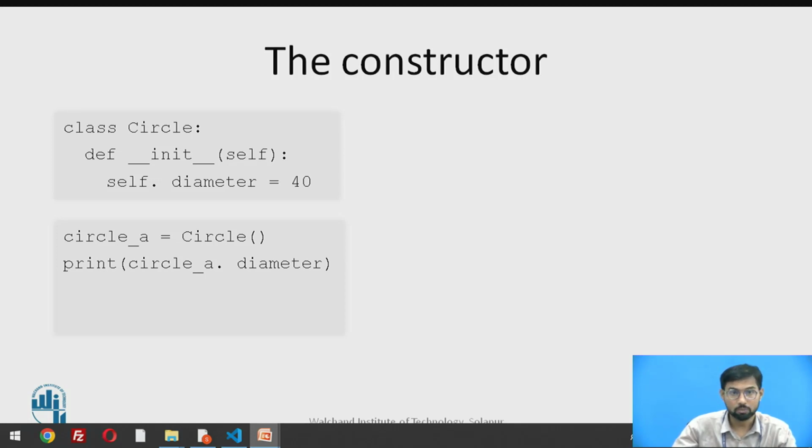So now the object is initiated, and by default the constructor's value is displayed, because we are going to print that attribute. If we take another object, circle_b, then circle_b.diameter will also print the same value, 40.